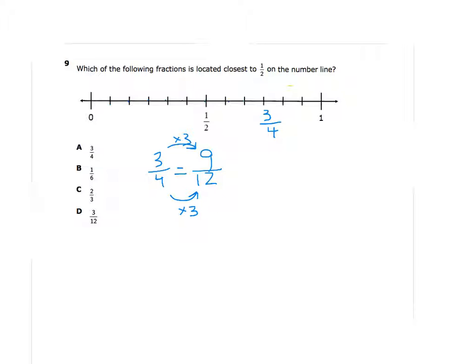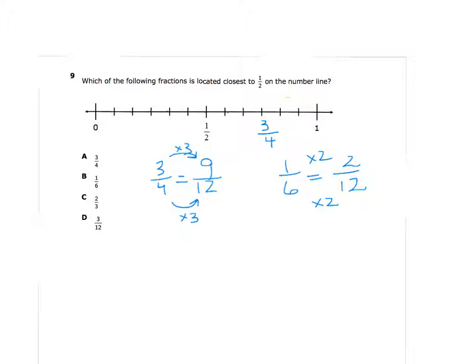The next one I have, 1/6, is equal to how many 12ths? And I'm doing 12ths again because there's 12 jumps between 0 and 1 whole. Okay? So 6 times 2 is 12. So I have to do the same thing to the top. 1 times 2 is 2. So that's going to tell me it's 2/12. So that's going to tell me that 1/6 is the same as 2/12. So 2/12 and 1/6 is right here, so it's going to go right here.